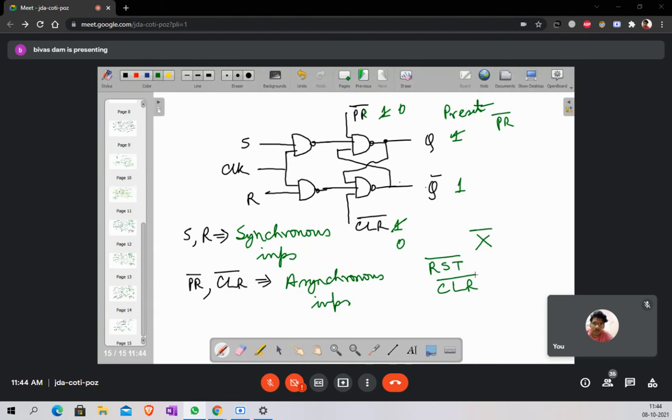Just take it for granted that wherever I have to use one preset bar and clear bar in one memory device, those preset bar and clear bar inputs will be connected to the last stage NAND latch. As here I have only a single stage NAND latch, that NAND latch is being given the preset bar and clear bar inputs. And that connection should be of this form only. Now, the block diagram.